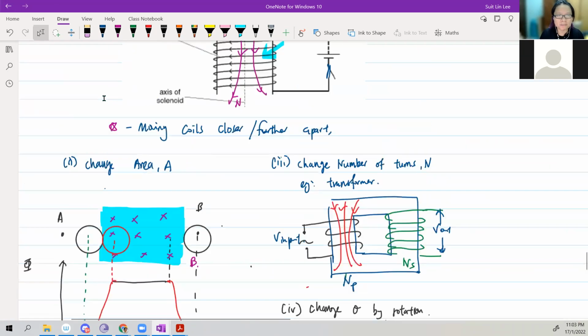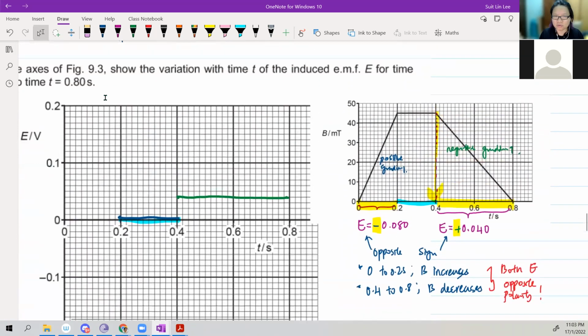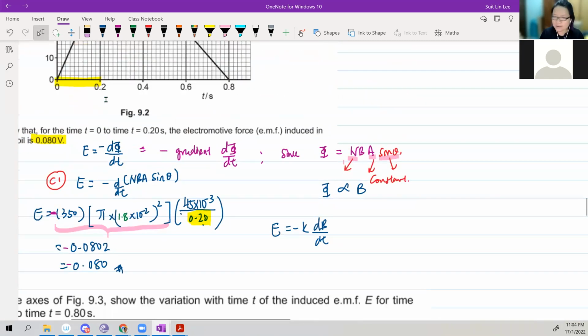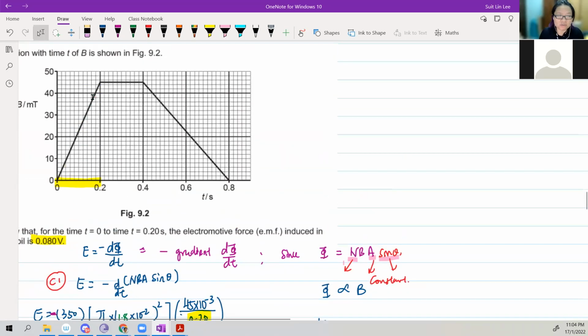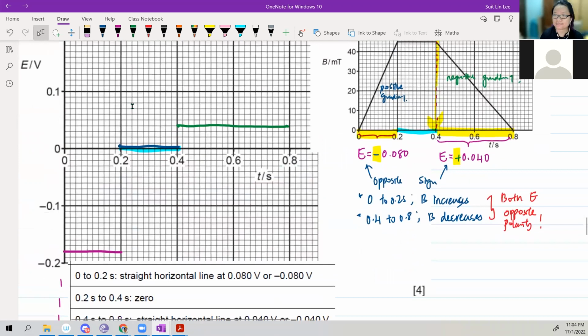Read the question. Once we know how to find the change in flux, we can also calculate, by using rate of change in flux, how much EMF is induced in the disk or in whichever object that we're talking about. And once we can find the induced EMF, and if we have enough information about how the magnetic field or the magnetic flux changes, let's sketch the graph.